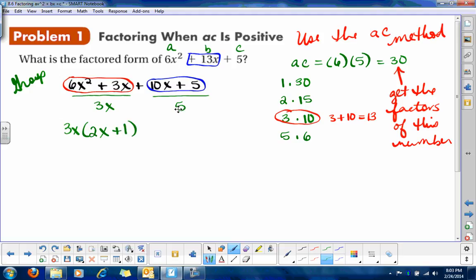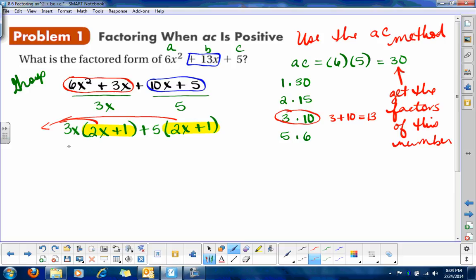And then on the other term, we're going to factor out the GCF 5. So that's going to be plus 5 times 10 divided by 5 is 2x, and then 5 divided by 5 is 1, plus 1. Now, if you grouped them correctly and you factored correctly, then you should notice that you have two binomials that are exactly the same. Those are now the binomials that you will be factoring out of this entire expression. So the 2x plus 1.